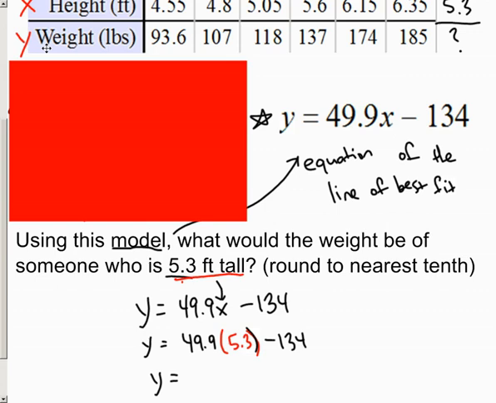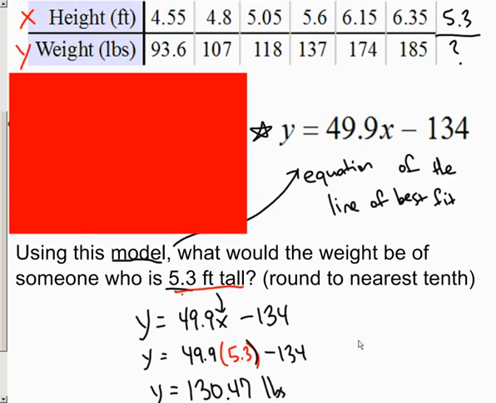And we would see that the weight would be about 130.47 pounds. That's what it would be. So how much would that person weigh? It'd be about 130.47 pounds.